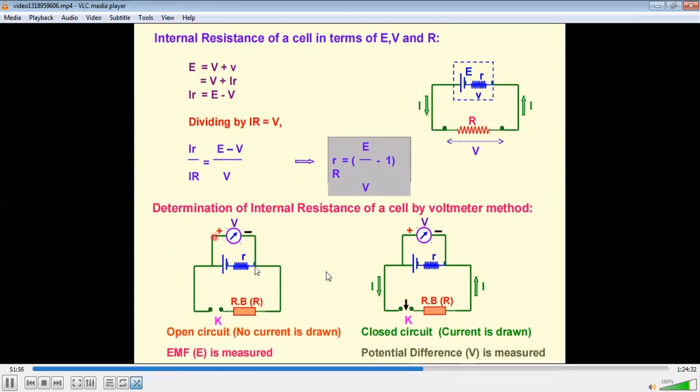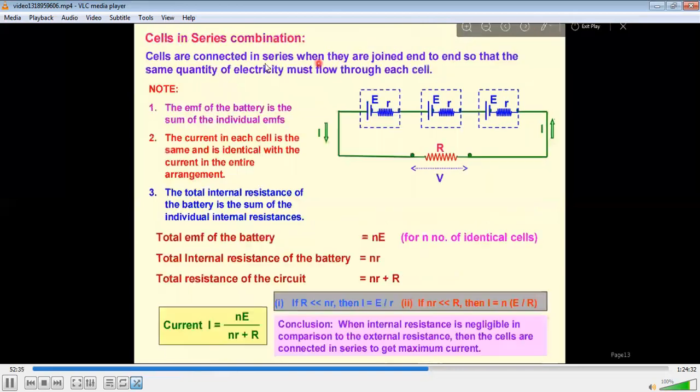Now, determination of internal resistance of a cell by the voltmeter method. We have to connect a voltmeter. For open circuit, no current is drawn here, but in closed circuit, current is drawn. So current flows from the positive terminal to the negative terminal, then the potential difference is measured. If there is no electric current, then EMF will be measured, which is the maximum value of EMF. So this equation can be used to measure the amount of internal resistance in terms of E and V.